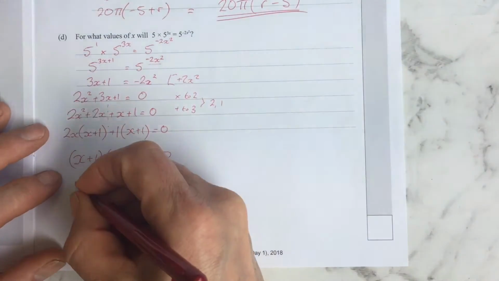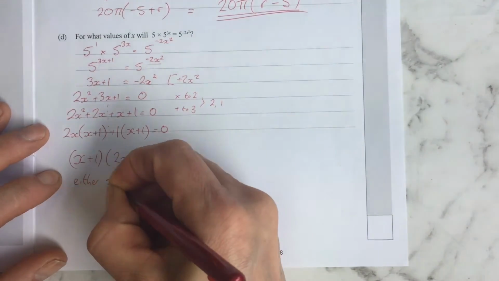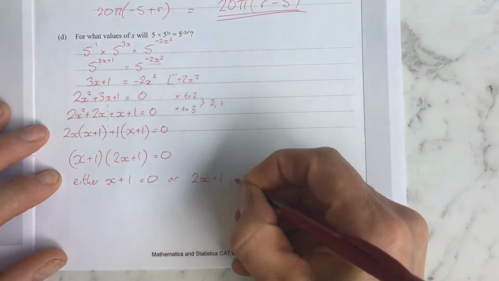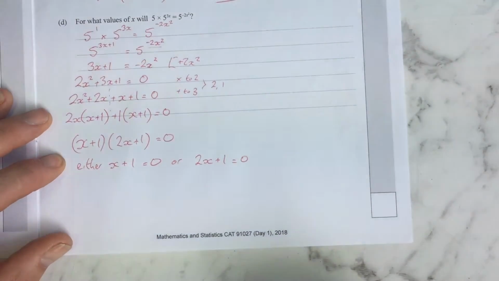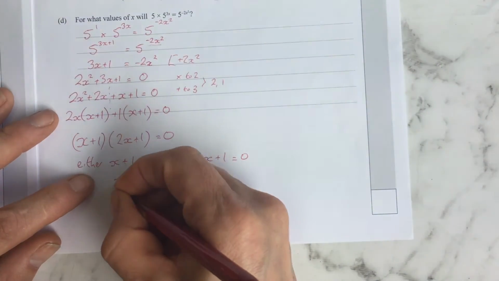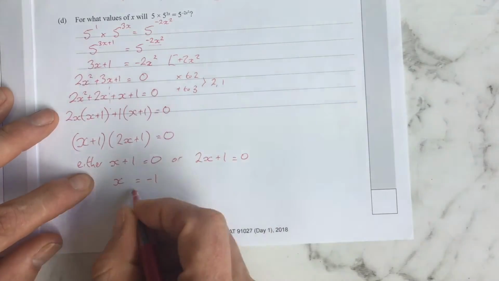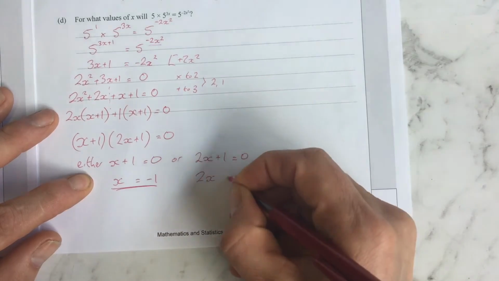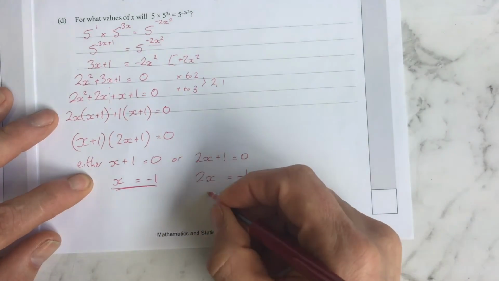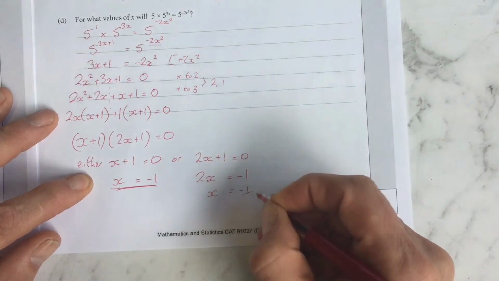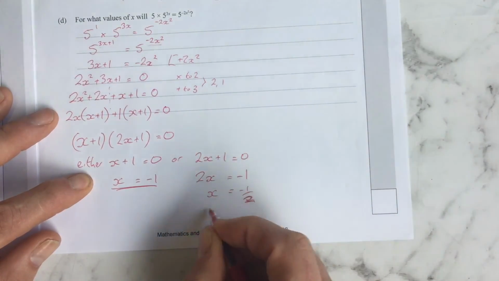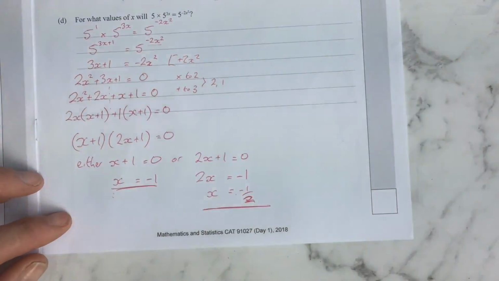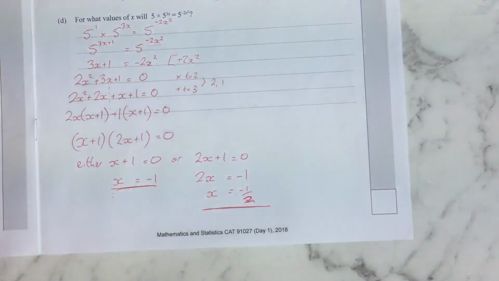So now I know that either x plus 1 equals 0 or 2x plus 1 equals 0. Okay, well, if x plus 1 equals 0, x equals minus 1. Or if 2x plus 1 equals 0, 2x equals minus 1, so x must equal minus a half. Oh, that's not a very neat 2. There we go. For what values? There was no context in this question, so both of these are valid answers.